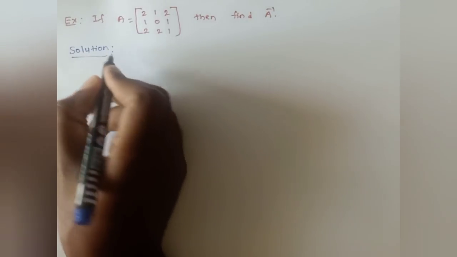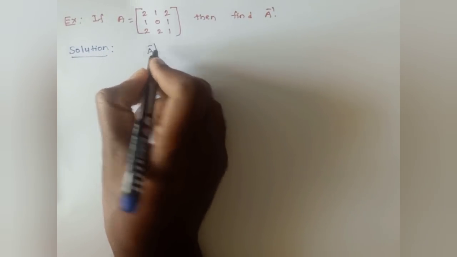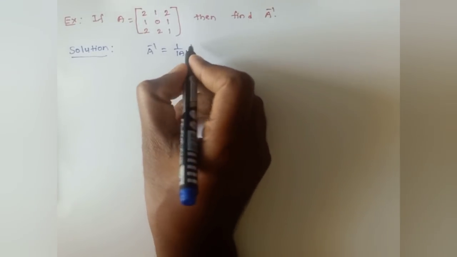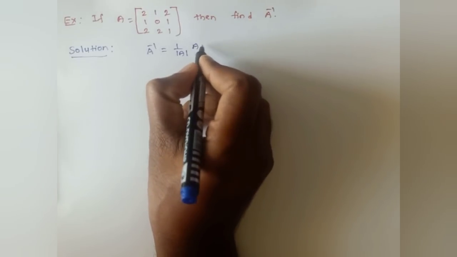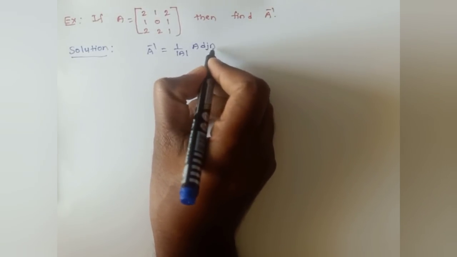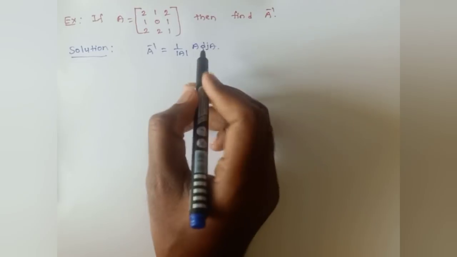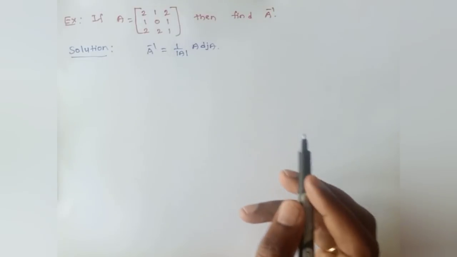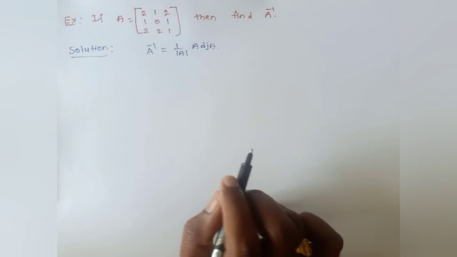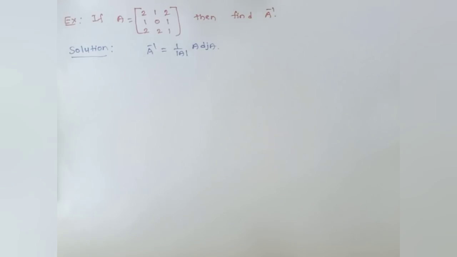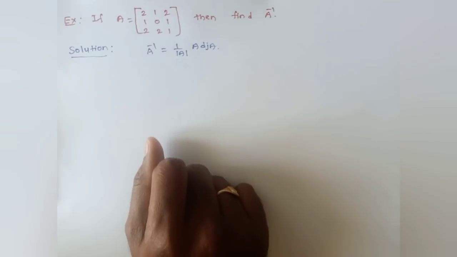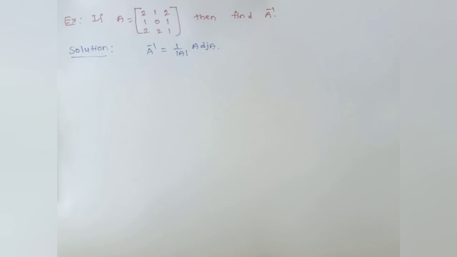So to find A inverse, we already have a formula to find the inverse of a non-singular matrix. That is, A inverse is 1 by det A into adjoint of A. Before finding the adjoint of A, it is better to check whether the given matrix is non-singular or not. If it is a singular matrix, then there is no need to evaluate the adjoint of A, right? So first of all, find the determinant of the given matrix.